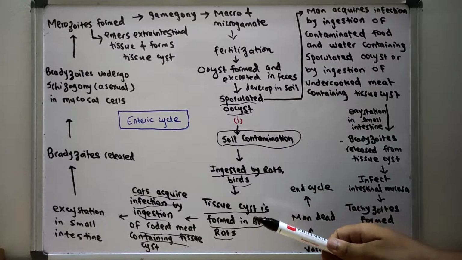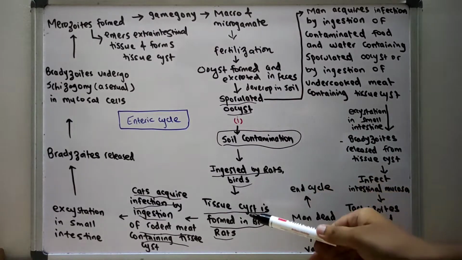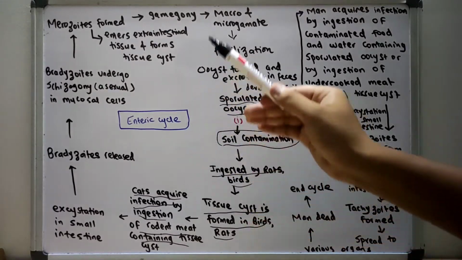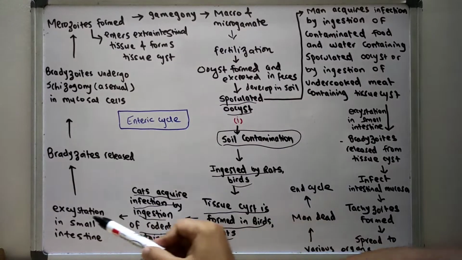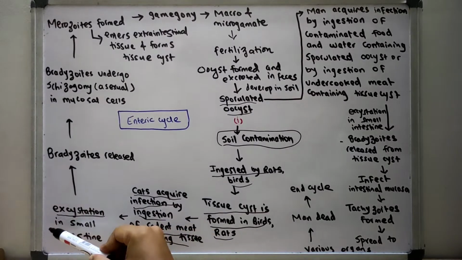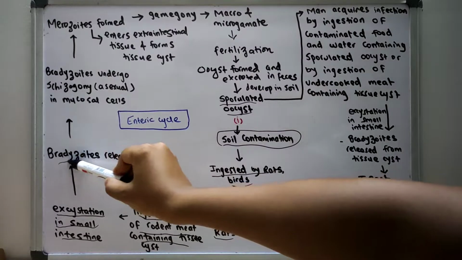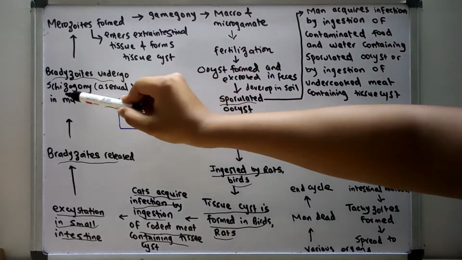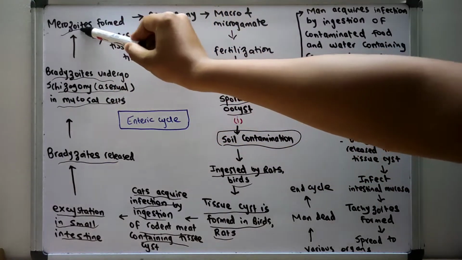That means if the cat eats those birds and rats which have formed the tissue cyst, the cat acquires infection of the tissue cyst. After the ingestion of the tissue cyst present in the birds and rats, there is excystation of the tissue cyst in the small intestine of those cats, and from that bradyzoites are released. The bradyzoites undergo schizogony, that is the asexual life cycle, in the mucosal cells, and merozoites are formed.